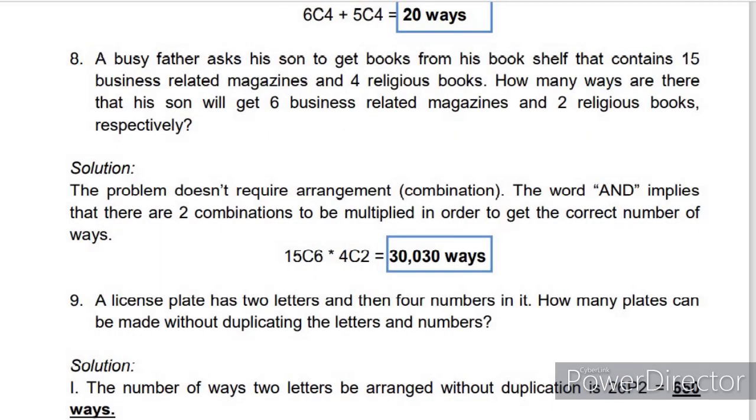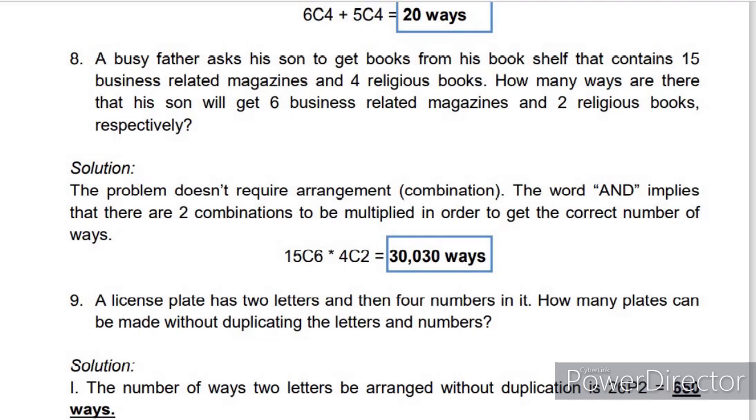Now let's go to number 8. A busy father asks his son to get books from his bookshelf that contains 15 business-related magazines and 4 religious books. How many ways are there that his son will get 6 business-related magazines and 2 religious books respectively? Here the problem doesn't require arrangement because it doesn't say so. So we'll use combination here, because it also involves selecting a number of r objects from n.